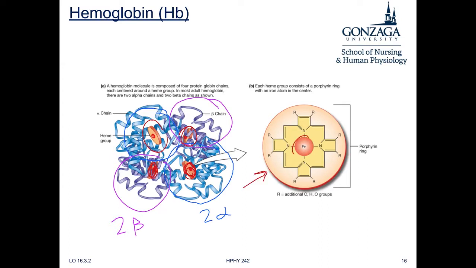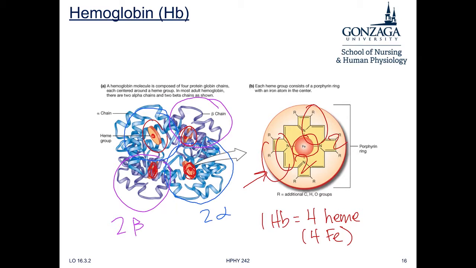At the center of a heme group, or porphyrin ring, you have an atom of iron. So one hemoglobin molecule has 4 heme groups. Another way to think about this is 4 molecules of iron. That's what Fe is. So what this means is that one molecule of hemoglobin can bind 4 molecules of oxygen or 4 molecules of carbon dioxide, because here at the iron-containing heme group is where O2 or CO2 actually binds.